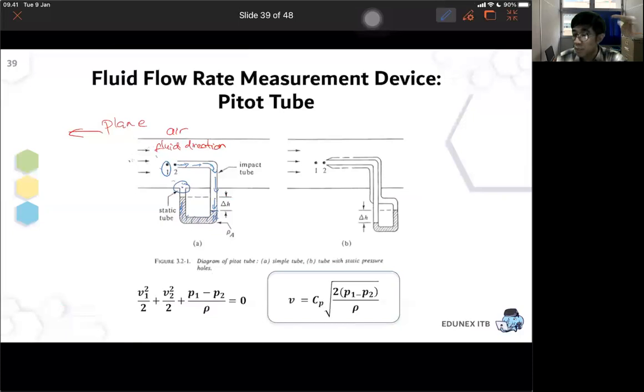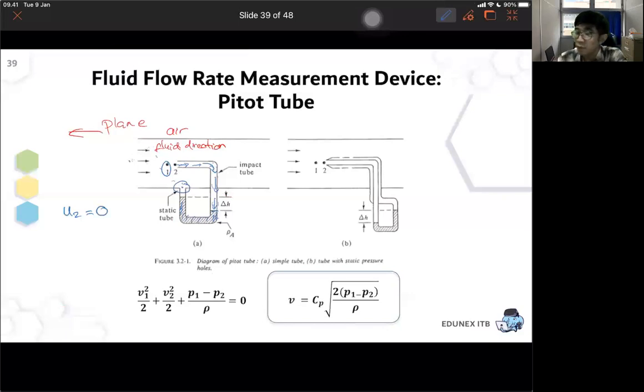After the liquid in the manometer becomes static, how about the air inside the tube? Yeah, so all the air inside the tube will also be in static condition, right? Yes, that's why the velocity at point 2 will become 0.